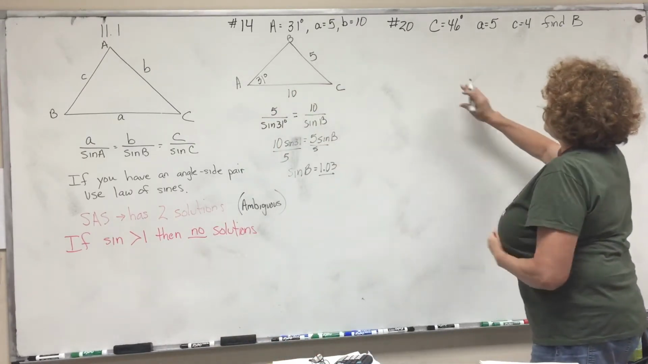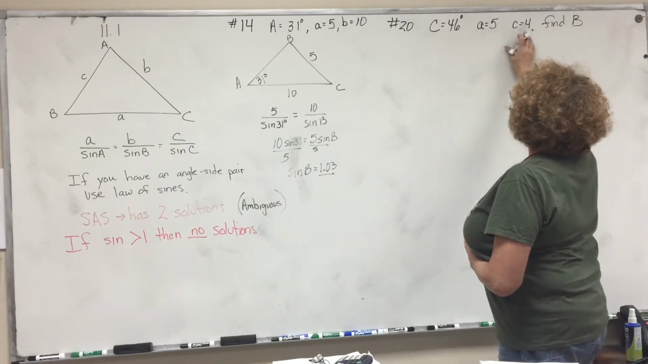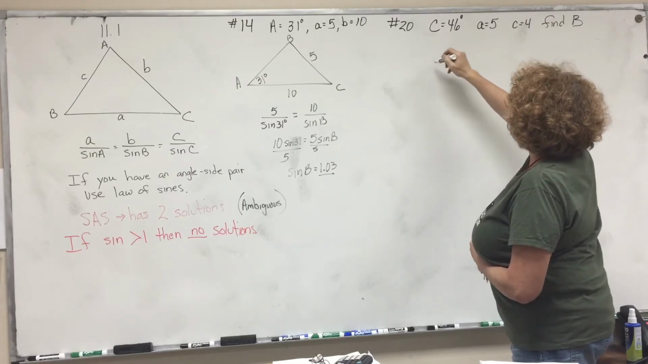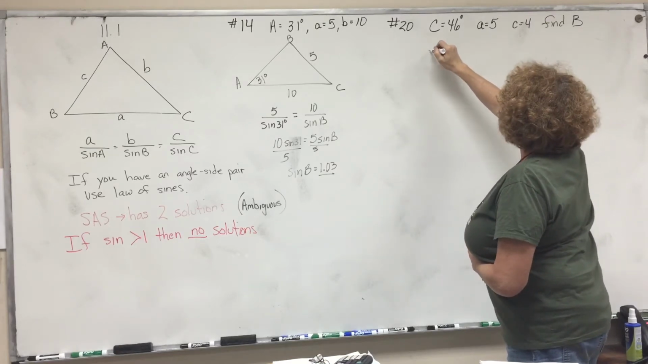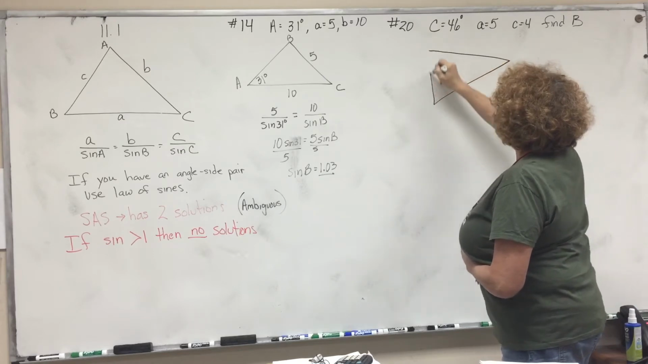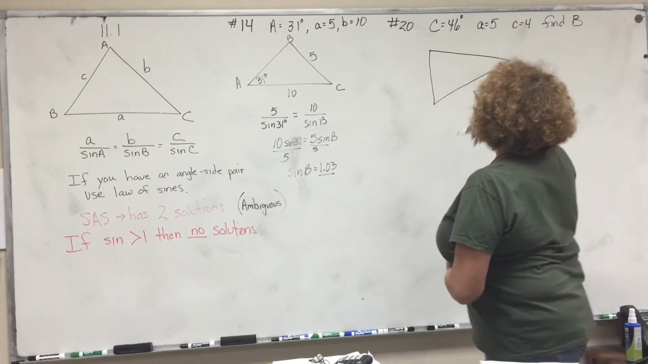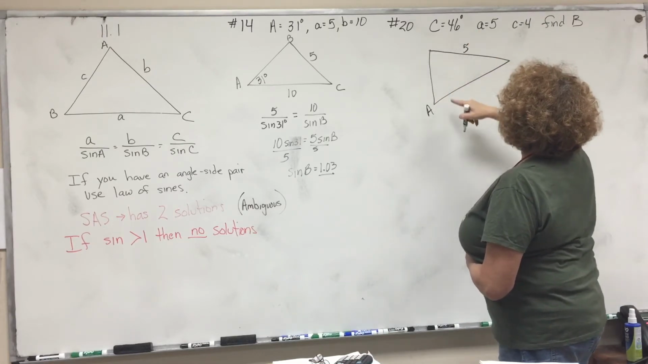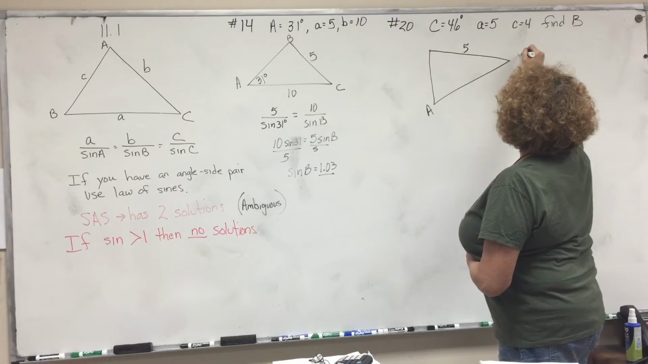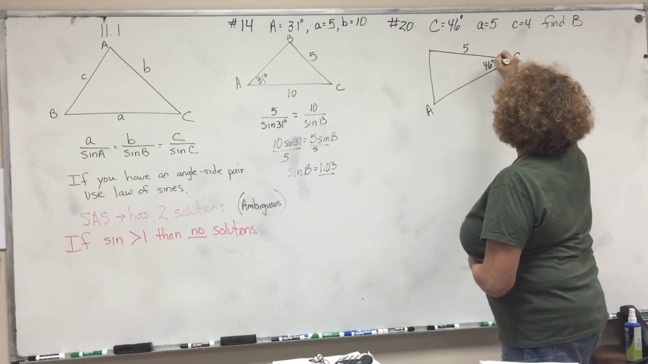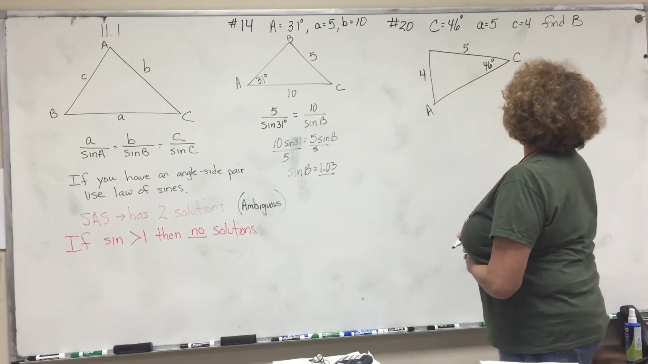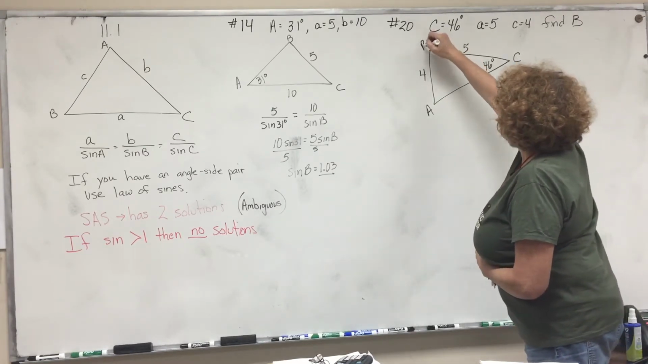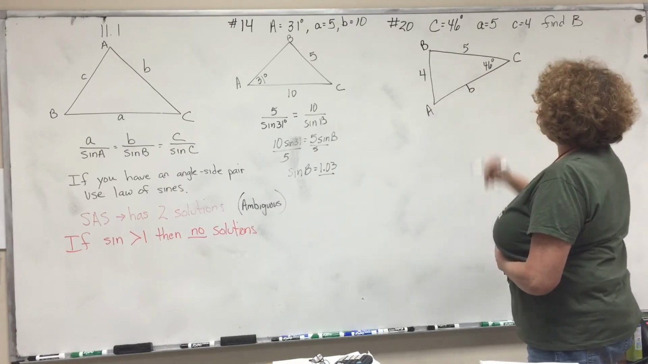So first, draw your triangle. You have two sides and an angle. So we would draw, let's see, you have A, which is 5. You have C, which is 46 degrees, and this is 4. And we are trying to find angle B, and this is little b.